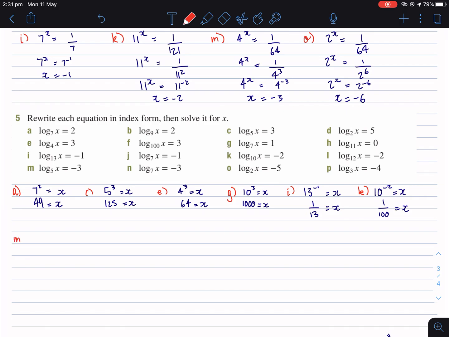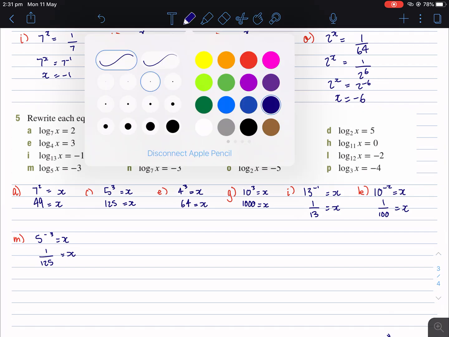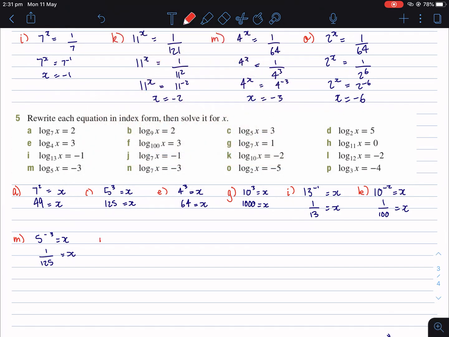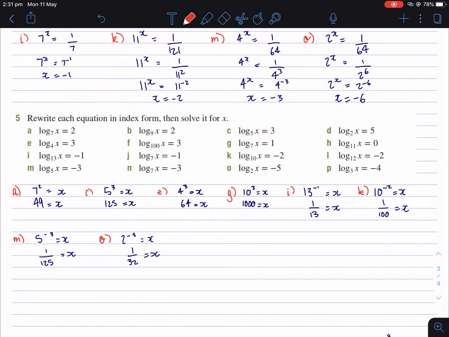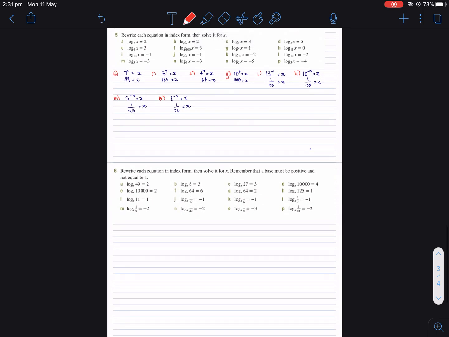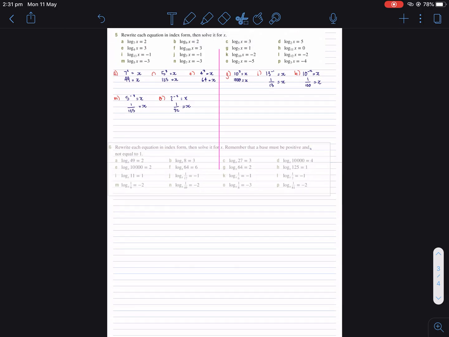LM. So we've got 5 to the minus 3 equals x. So 1 on 125. NO. Here we've got 2 to the minus 5 equals x, so 1 on 32. P, oh, that was the last one. All right, let's have a look at question 6.